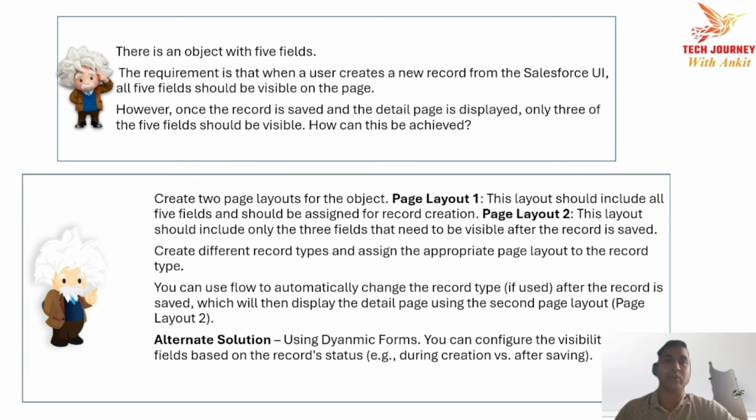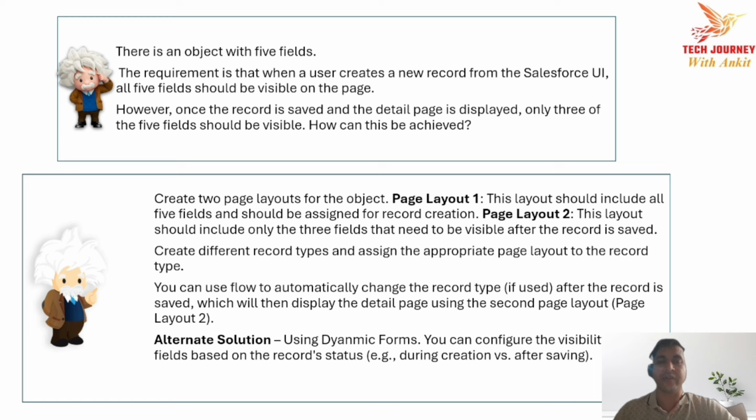To handle this scenario, we will take the help of record types. The approach that we will follow here is to create 2 page layouts. Let's say the page layout names are page layout 1 and page layout 2. Page layout 1 will have all the 5 fields that need to be displayed on creation of the new record, and page layout 2 will only have the 3 fields that need to be displayed once the record is saved. After that, we will create 2 different record types.